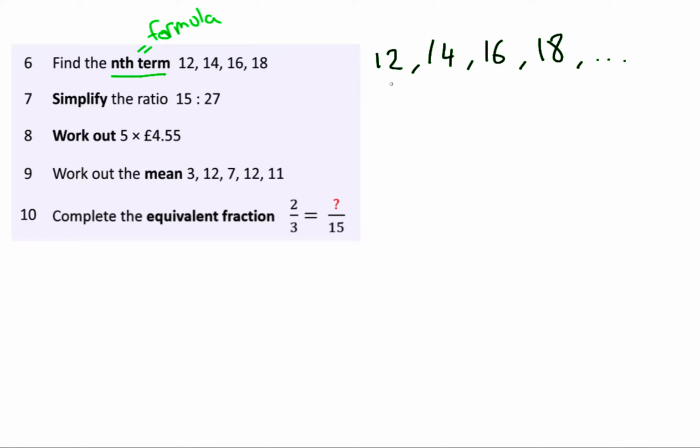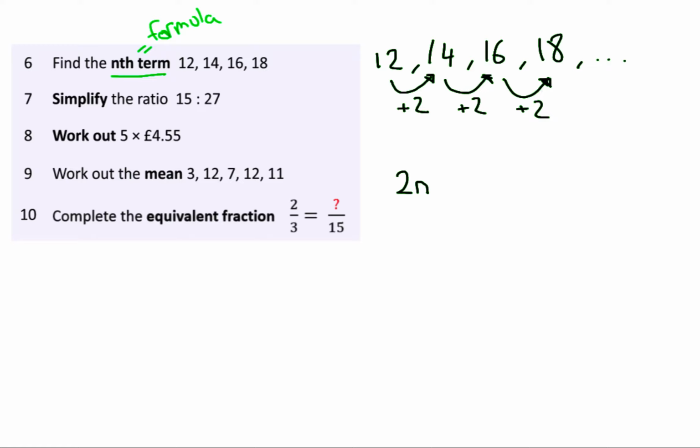Now we have to think, what do I have to add to 12 to get to 14? So I have to add 2. What do I have to add to 14 to get to 16? So I have to add another 2. And what do I have to add to 16 to get to 18? I have to add 2. As you can see, we have to add 2 every time. So it means that we are in the 2's times table. So we have to write down 2n because we are in the 2's times table.